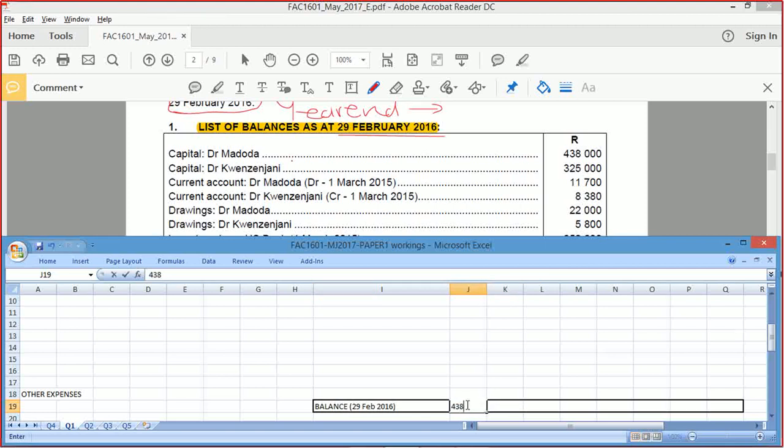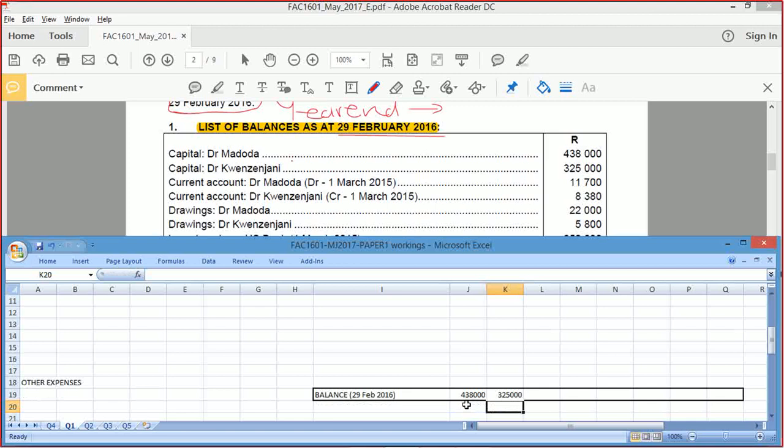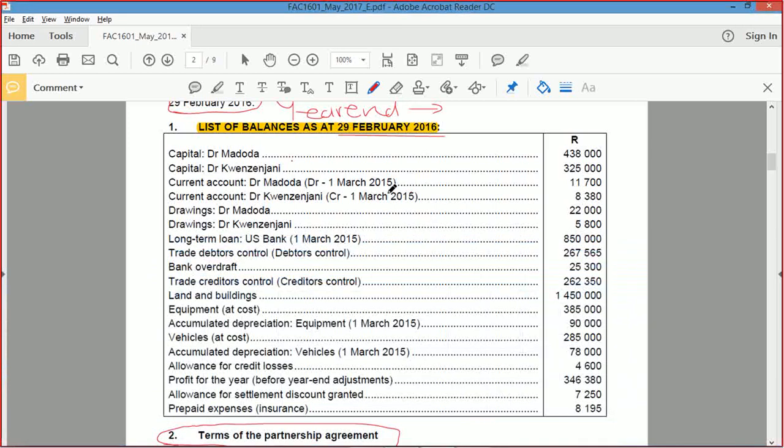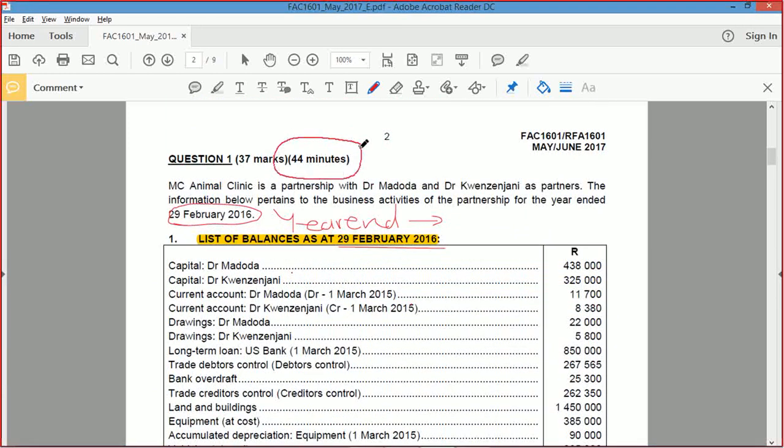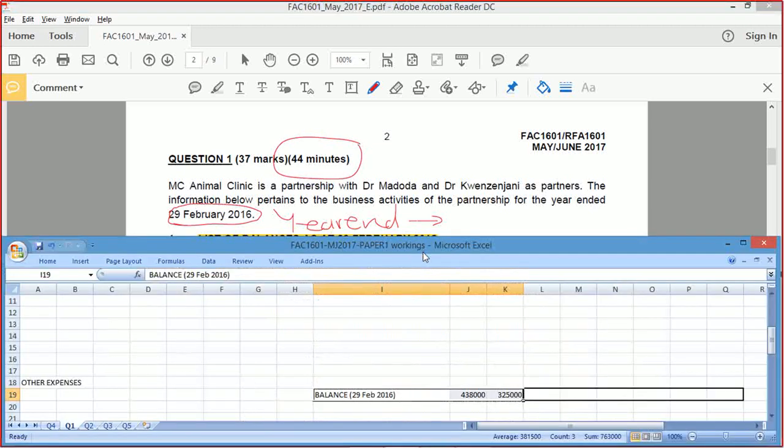M had 438, K had 325. That's what I'm starting with, but I might have to adjust those figures. I don't know yet, but at least I've got something. So if I don't finish the exam, hopefully I would have done enough to pass the question. Remember, time is very important. You can't spend more than 44 minutes on this question. If you do, you're not going to finish the paper.